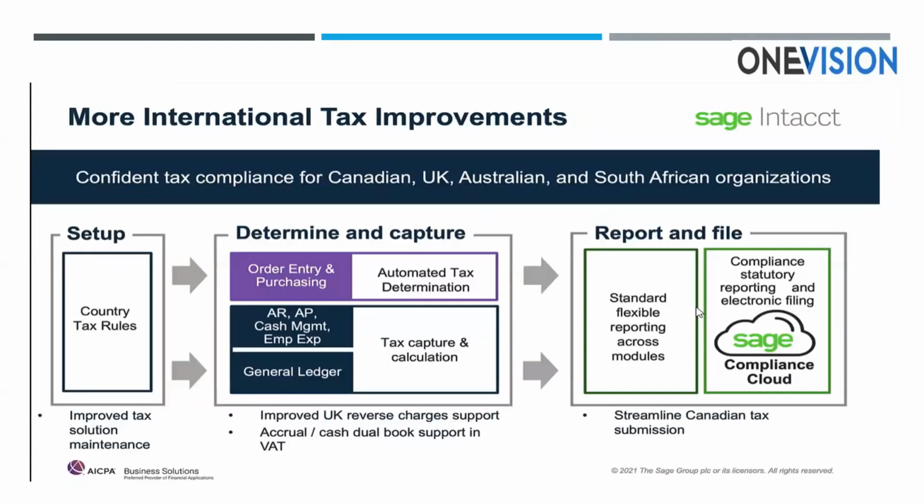Additional international tax enhancements have been added in Release 4. Canadian tax submission has been improved, and there are improvements made to the UK reverse charge support. Accrual cash dual book support and VAT has been enabled. Finally, the tax solution maintenance process has been improved.